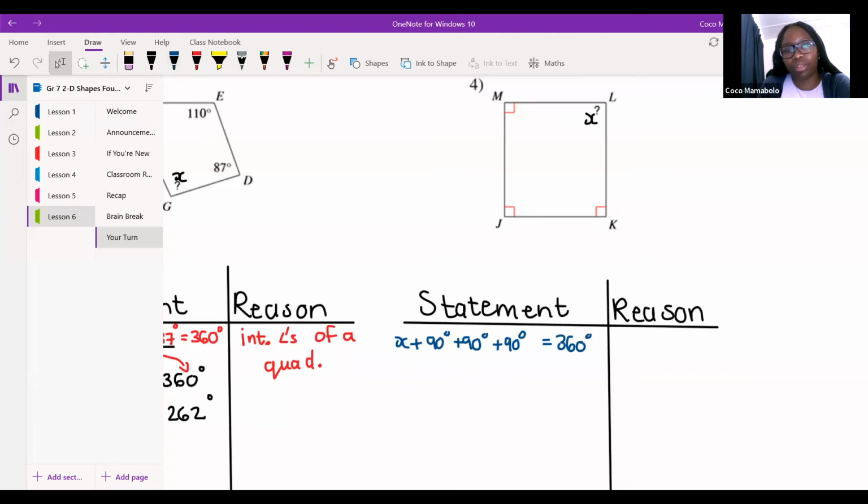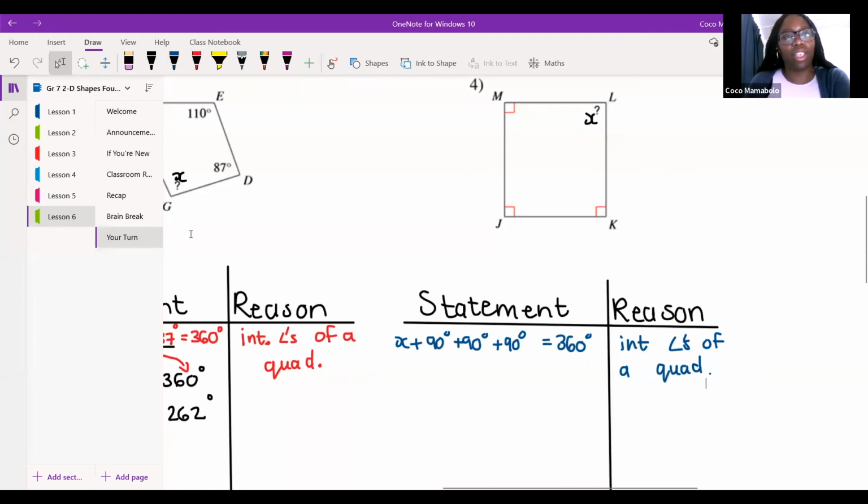Excellent. And what is my reason? Interior angles of a quad. Good. Of a quad. Okay. Excellent. You were really fast with that one. Well done, Yakeka. Amazing. Yes, ma'am.